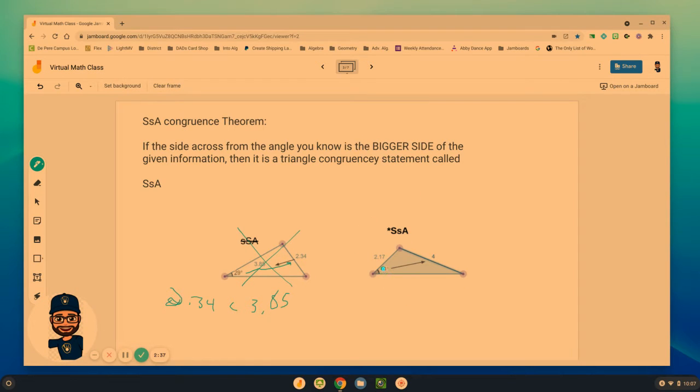However, we're given 44 and the side opposite is 4, and 4 is definitely greater than the other side we're given, which is 2.17. So big S, little s, A does work in this one, and we can now use that as a triangle congruence theorem, provided that it meets that criteria. The side opposite the angle has to be greater than the other side we're given. It doesn't have to be the biggest side of the triangle. It just has to be bigger than the other one that we're given.